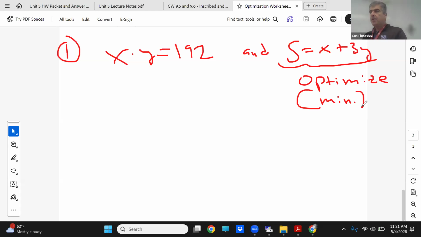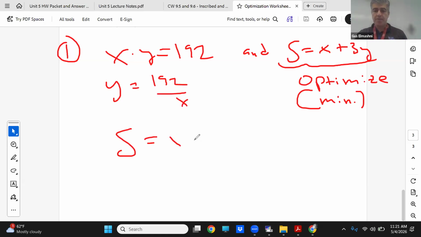Okay. So what do you guys think? What should I do? Yeah. You could actually graph this in Desmos, by the way, if you wanted to. But let's substitute. Let's say y equals 192 over x, and substitute. So x plus 3 parentheses 192 over x.